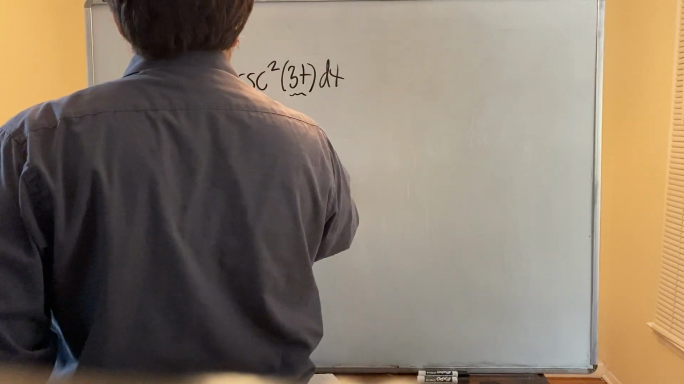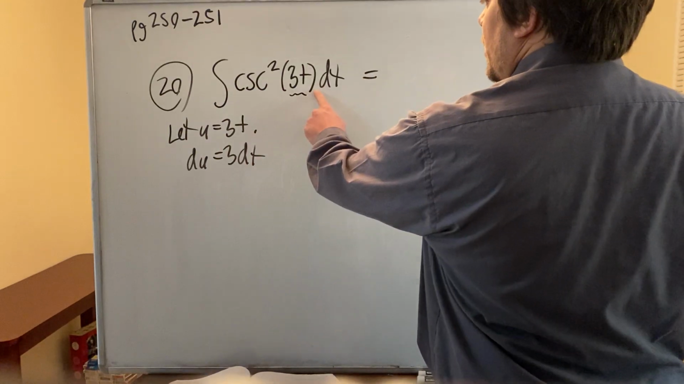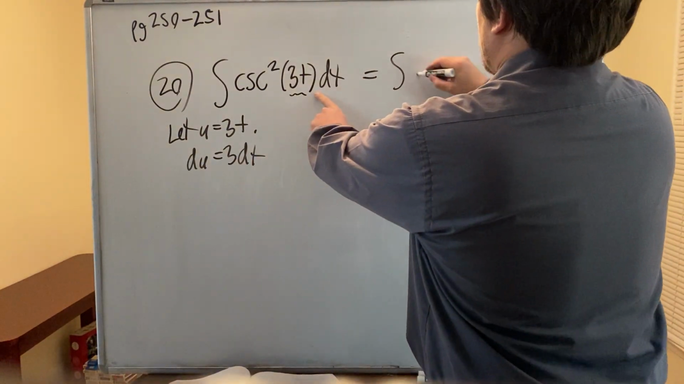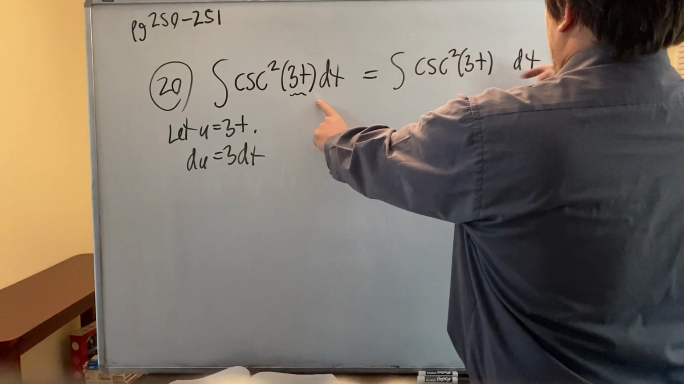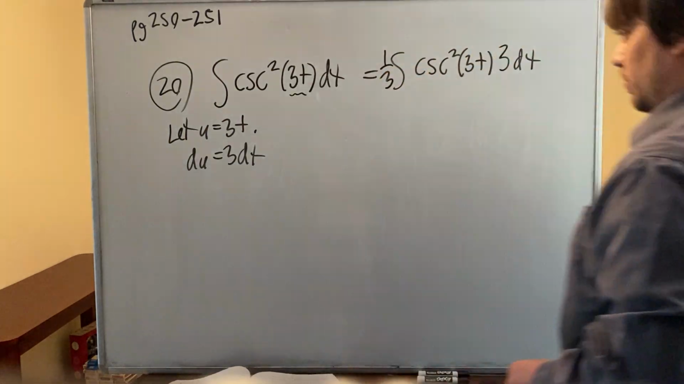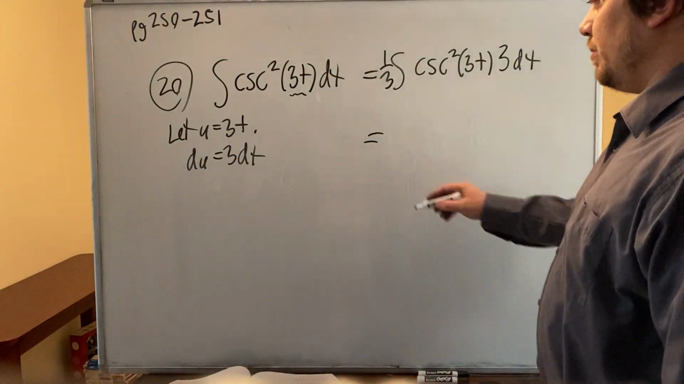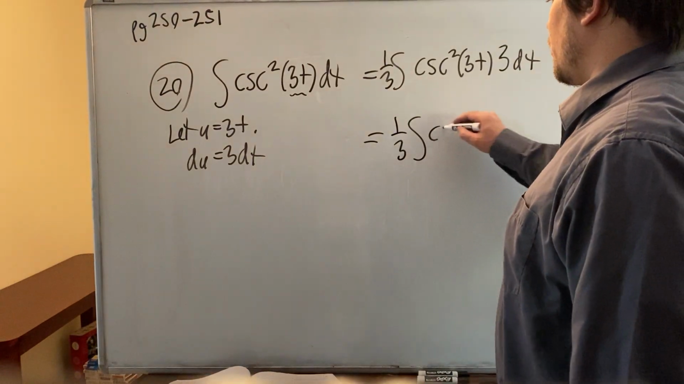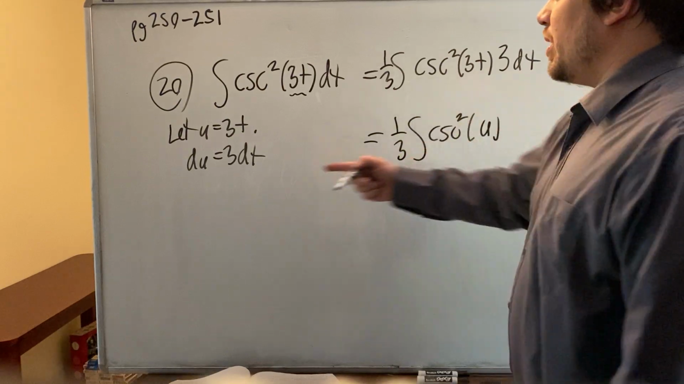Du is equal to 3 dt. Okay, so I'm missing a 3 here. So this is equal to integral cosecant squared of 3t, and then the dt here, but I'm missing a 3. So I put the 3 there, and then I multiply the outside by 1/3. So multiplying by 3 and 1/3, the value stays the same. This is equal to 1/3 the integral of cosecant squared of 3t, which is u, and 3dt, which is du.